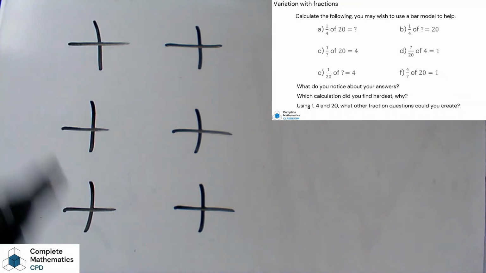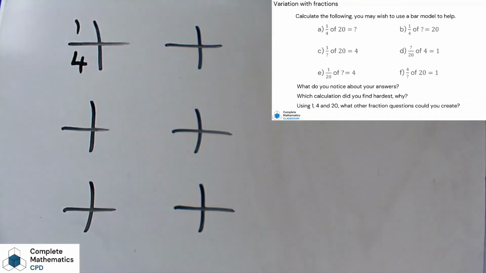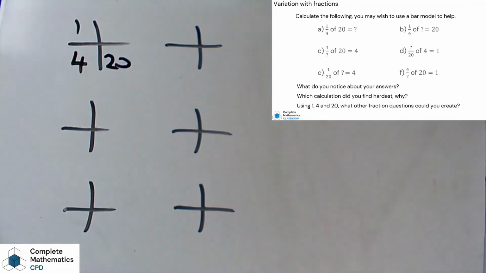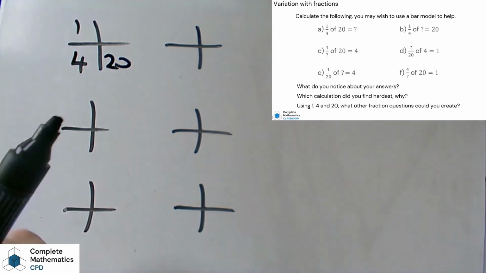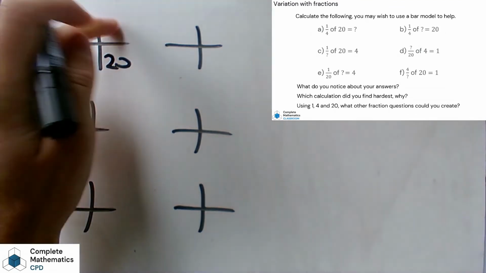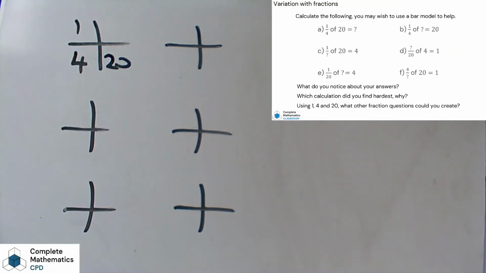So for the first one, we're finding 1/4 of 20. So the 4 quarters is worth 20, and we need to find what 1/4 would be. And if you know how ratio tables work, you can see the relationships going left, right and up, down as well. That missing number there is obviously going to have to be a 5.